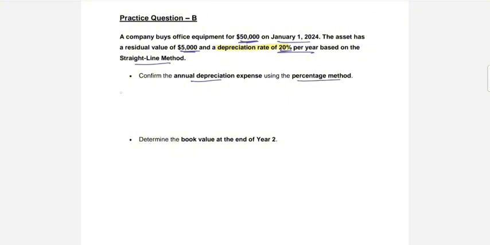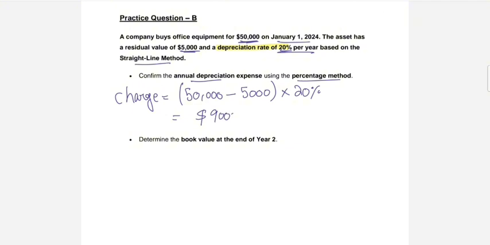And it's very simple. Let's just speed it up. The charge is going to be as follows. You have the cost of 50,000 and you will deduct the 5,000 of the residual value. Once you do that, whatever answer you obtain, you will put 20% charge on this. So put this into your calculator. You must find out that the depreciation charge is going to be 9,000 every year. This is going to be 9,000 per year of the depreciation.